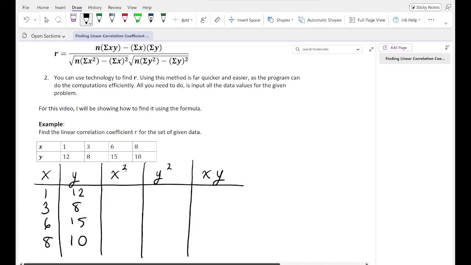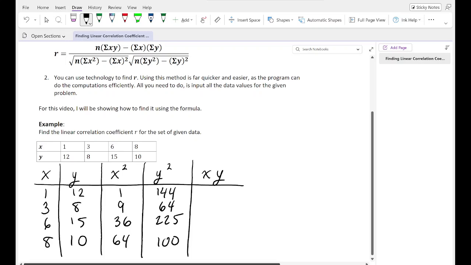Now the first column is x squared, so I'm going to take x and square it. So 1, then 9, then 36, 64. Now it says y squared, so I'm going to take my y's and square them. So 144, 64, 225, and 100. And now I'm going to take each x and y and multiply them. This is why you don't want to switch them. So 1 times 12 is 12, 3 times 8 is 24, 6 times 15 is 90, 8 times 10 is 80.